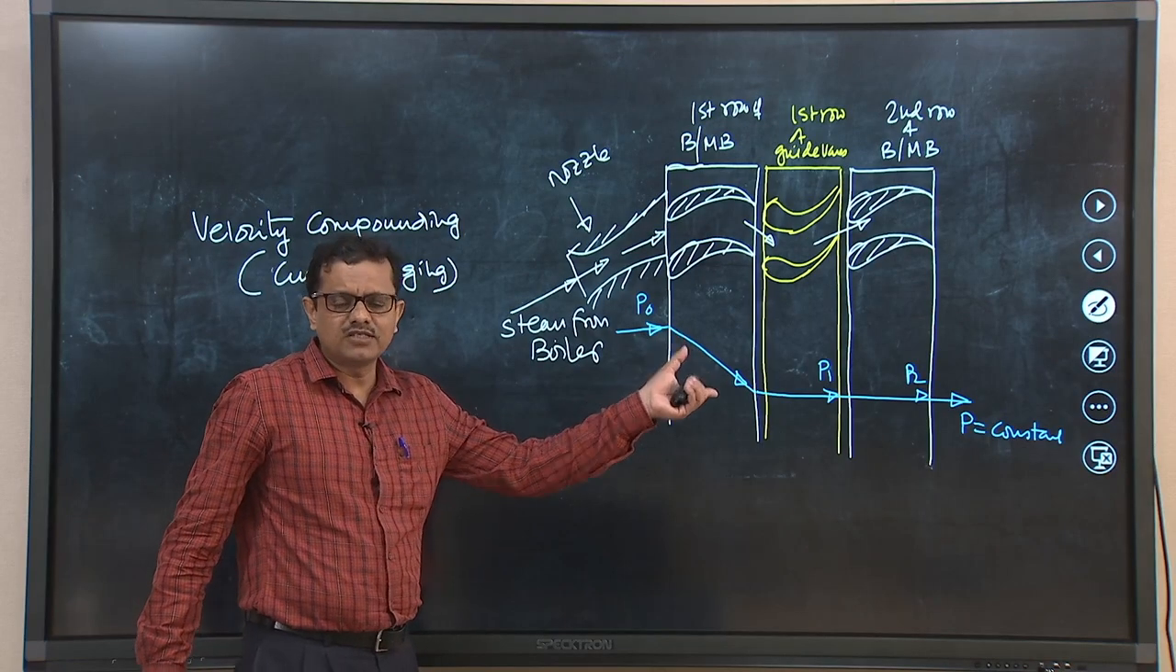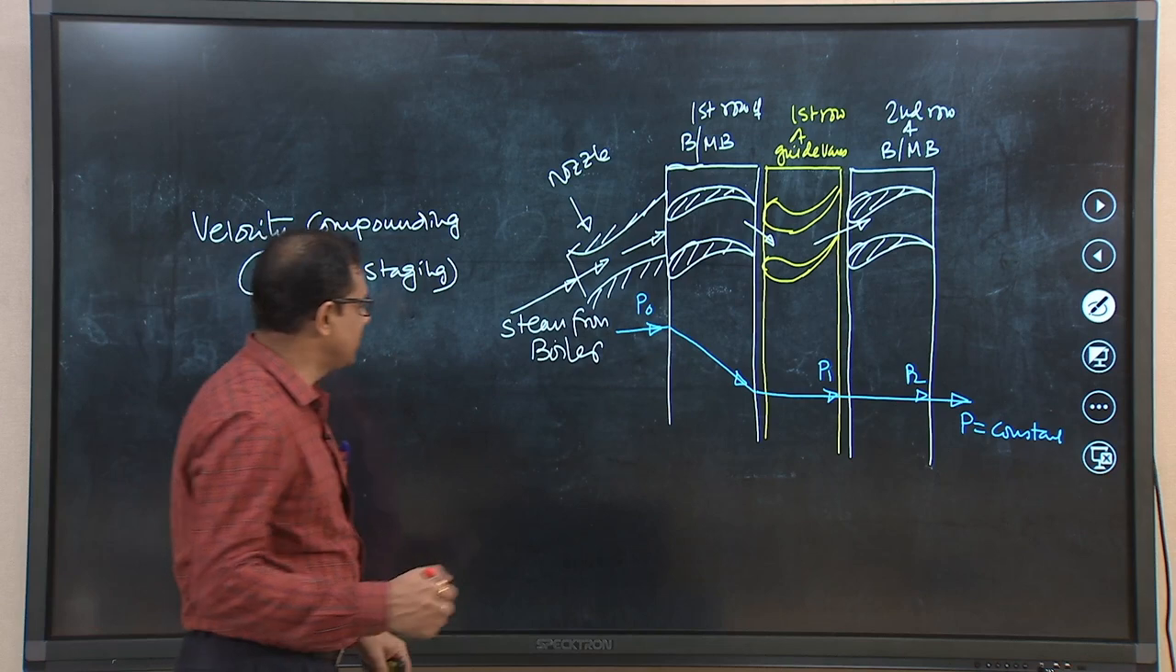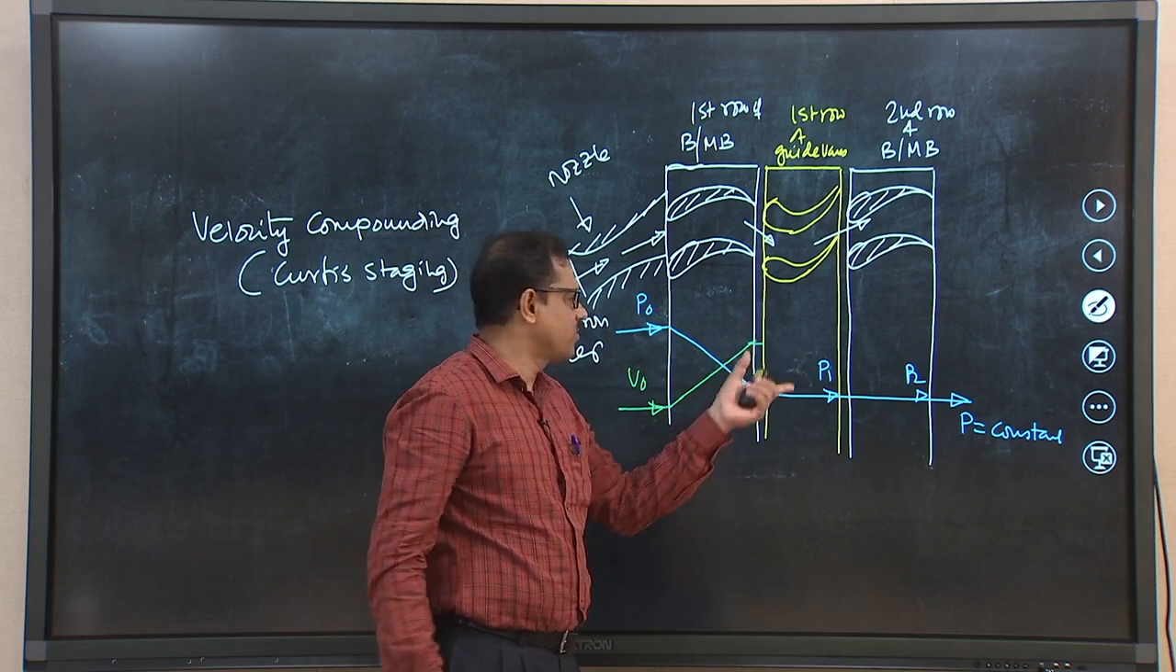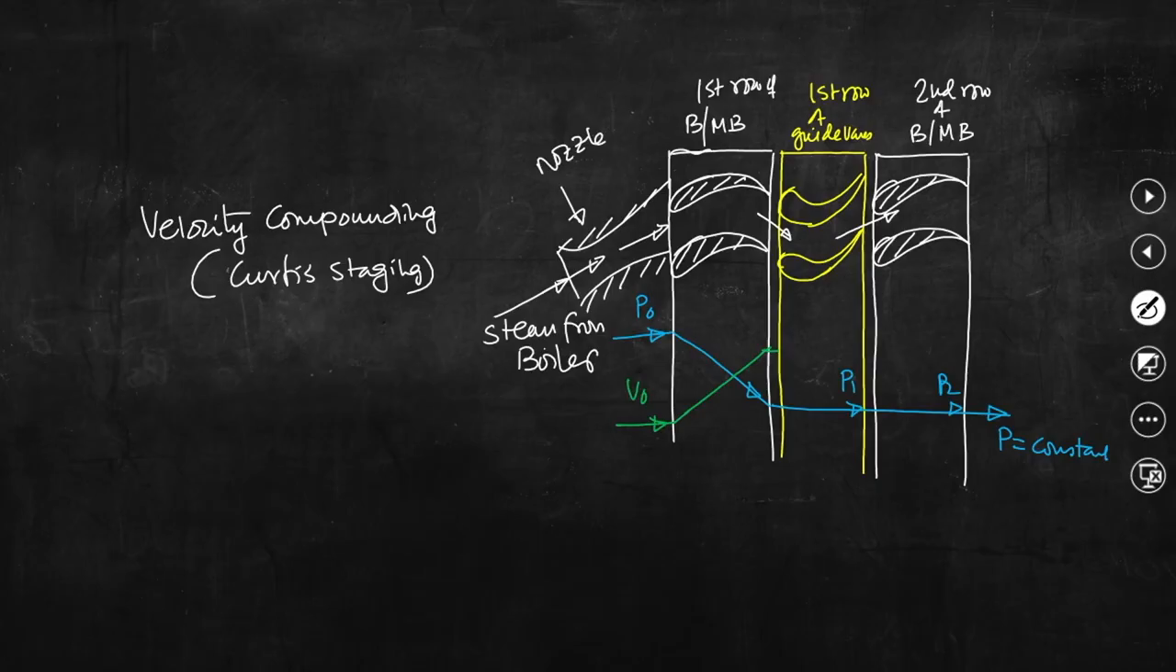At the expense of this total pressure drop, the velocity of the steam will increase. So this is V naught and this is V1. As I said, a part of that velocity, or part of that kinetic energy, will be utilized in the first row of blades only. So basically I have to draw this again.